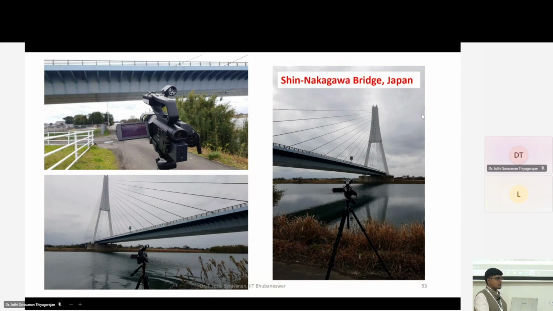Yes, this suspension. No, but cable is taking the whole load, right? This suspension. Yes.